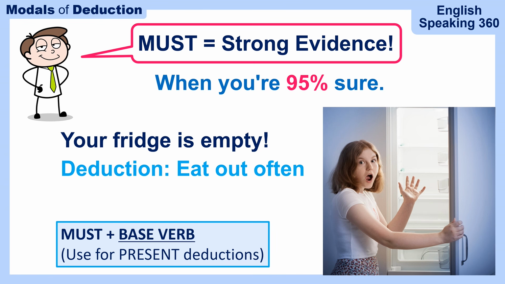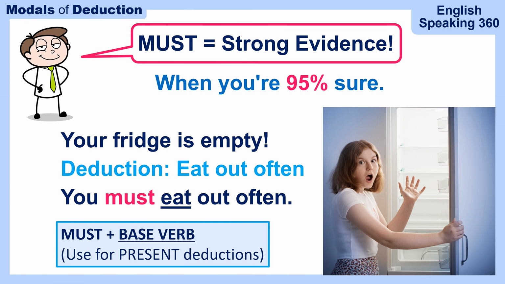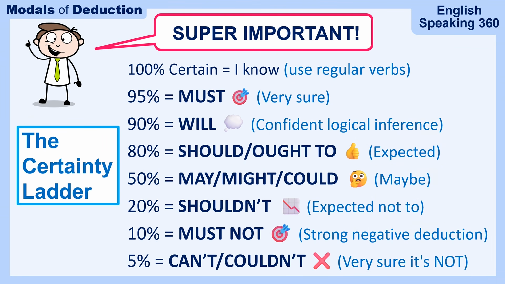So now make the sentence. You must eat out often. In this case, you see the base verb is the verb eat. It is not the verb be. But very often when we make deductions, we use the verb to be. Let's move on to the next one.